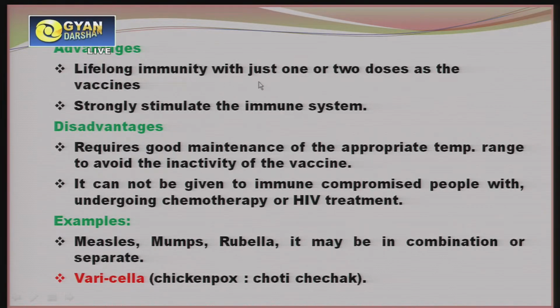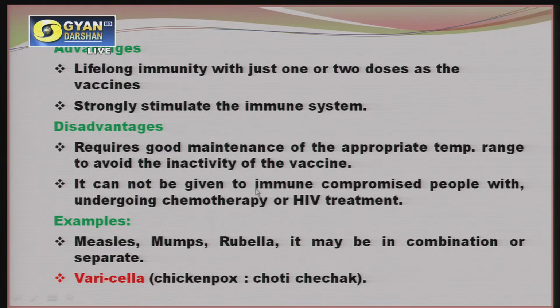Advantage: lifelong immunity with just 1 or 2 doses of the vaccine. They strongly stimulate the immune system. Disadvantage: they require good maintenance of the appropriate temperature range to avoid inactivity of the vaccines, and it can be given to immune compromised people who undergo chemotherapy or HIV treatment.